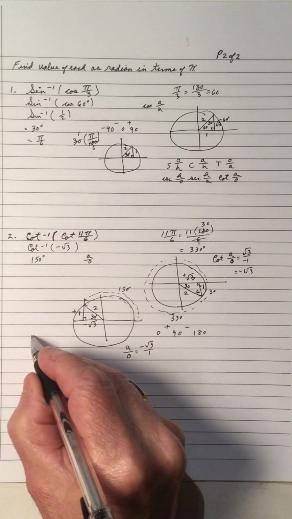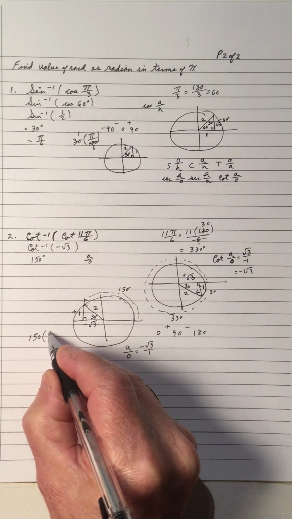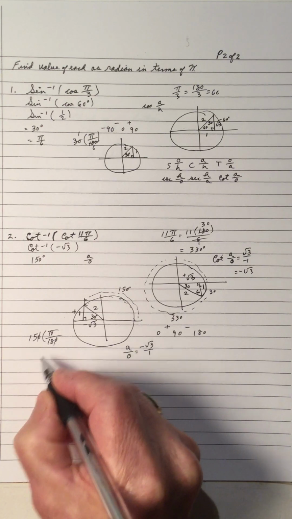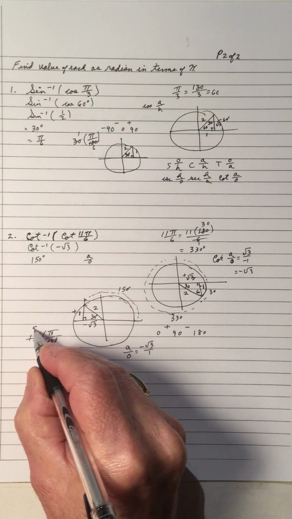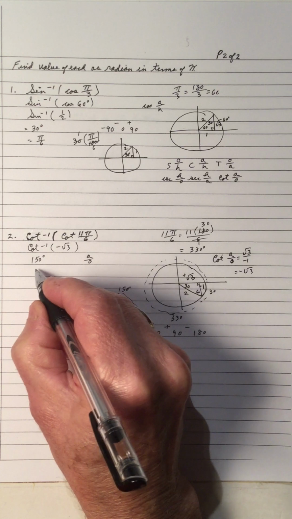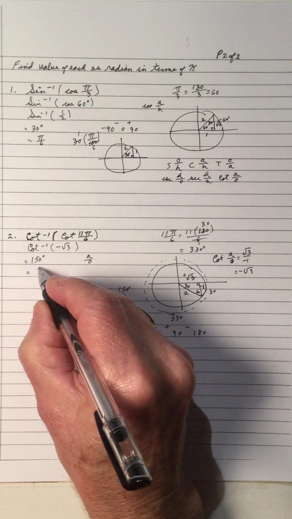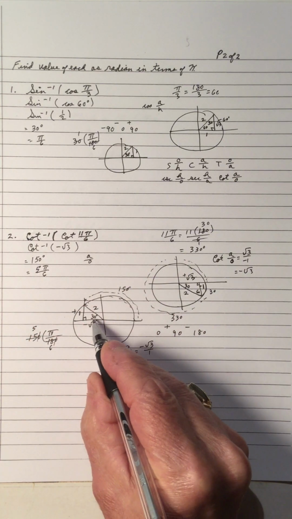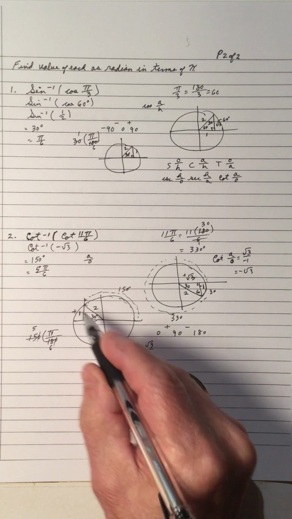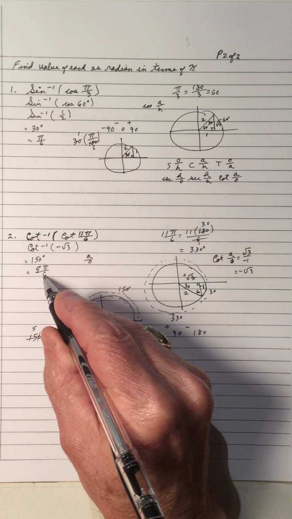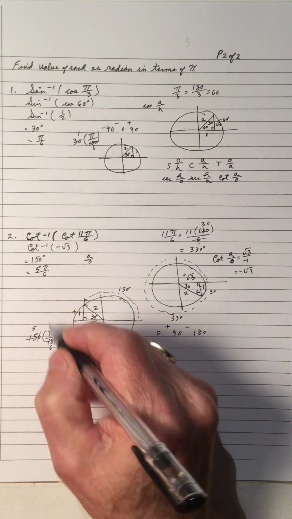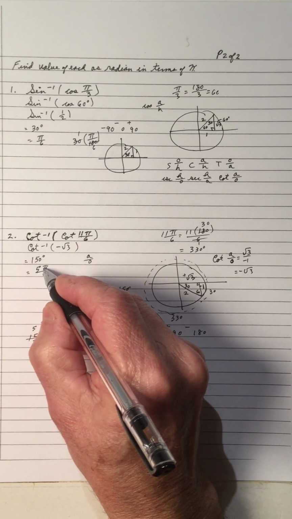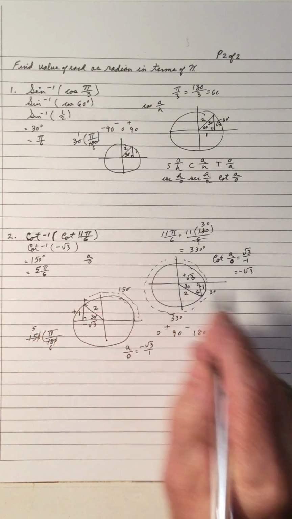Now we have to change 150 degrees by multiplying by pi over 180. Cancel the 0, dividing by 10. 3 into 15 goes 5. 3 into 18 goes 6. So we have 5 pi over 6. What's the reference angle? 30. 30 is pi over 6, since 180 divided by 6 is 30. How many 30s are in 150? There are 5 of them. So 5 pi over 6 is the same as 150 degrees.